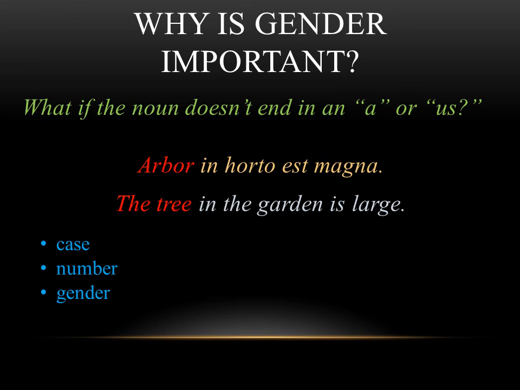Now, since we know that adjectives and nouns agree in case, number, and gender, we can work backwards using magna to figure out this information about arbor. So the first thing we want to notice is that magna ends in an A. This means that it's going to be feminine. Since magna is feminine, we know that arbor is also feminine. This is why gender is so important. The noun and adjective always agree. So we can tell by looking at the adjective the gender of this noun.